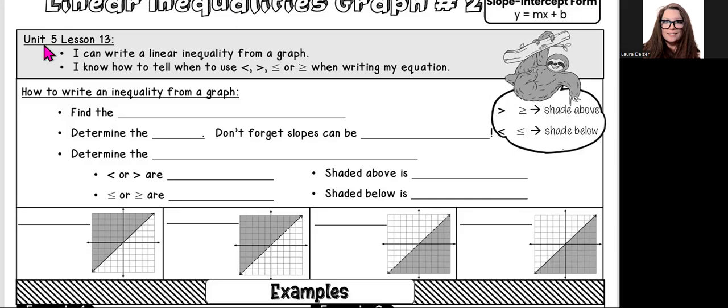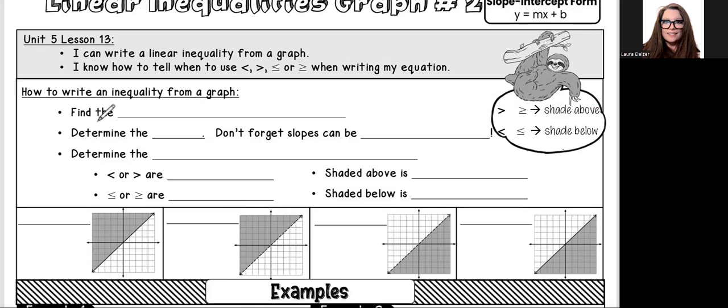Today's lesson is Unit 5, Lesson 13, and this is all about writing a linear inequality from a graph. How you know you're successful today is you can write a linear inequality from a graph, and you know how to tell when to use the less than or greater than symbol, or the less than or equal symbol, or the greater than or equal symbol when writing your equation. There are just a few little rules that we've got to follow as we write these equations.